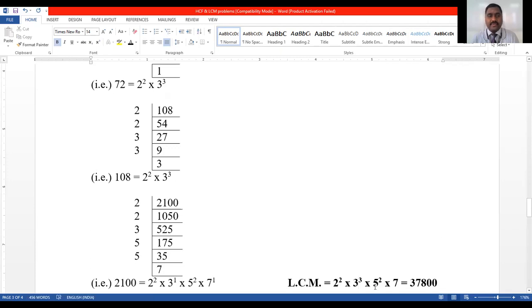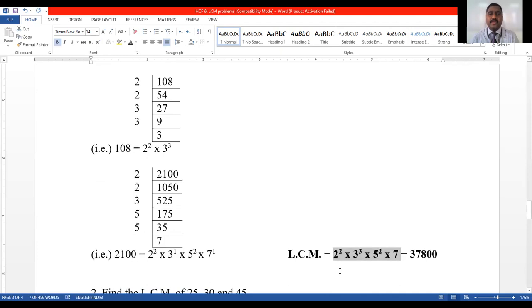So we are taking 3 power 3. And what is the highest power of 5? It is only 5 power 2, because for the first and the second number, 5 is not acting as a divisor. So in the third value, 2100, we have the number 5 with power 2. And the 7 is also there only for 2100, not for the remaining. So 7 has only power 1. So we have taken only these 4 values: 2 power 2 into 3 power 3 into 5 power 2 into 7. So if you multiply all these values, 2 into 2, 4, 3 into 3, 9, 27, 27 into 4, 5 5s are 25. Like that, if you multiply, you will get the final value. So this is how to calculate the LCM for the given problem.